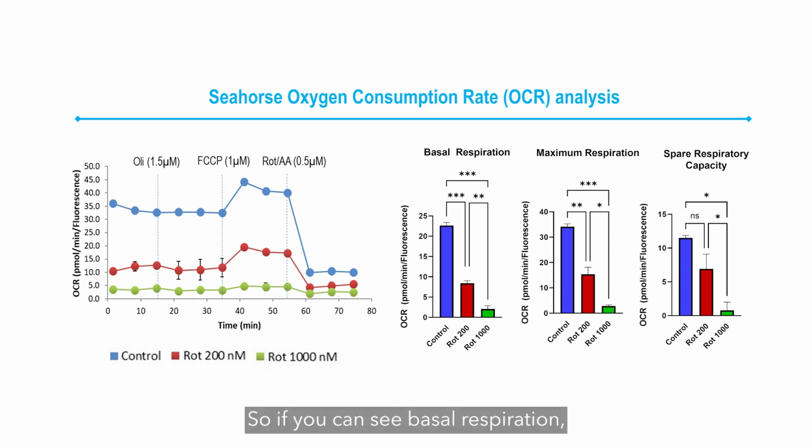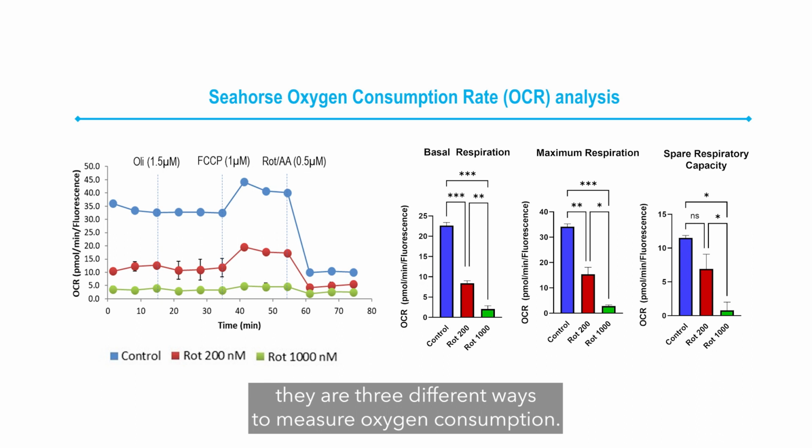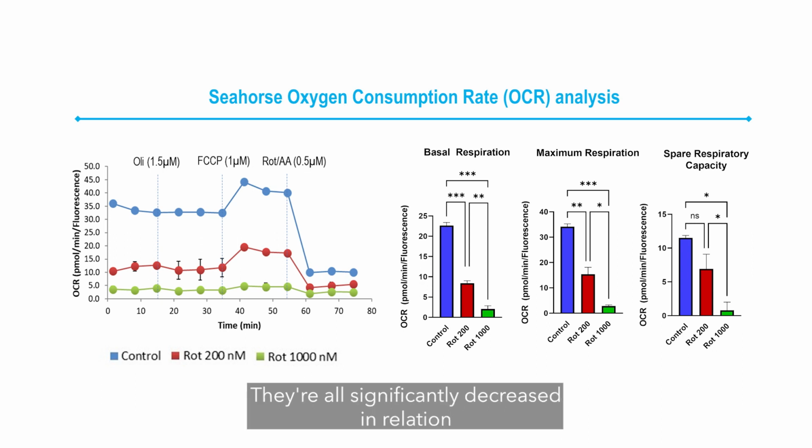You can see basal respiration, maximum respiration, and spare respiratory capacity, three different ways to measure oxygen consumption. They are all significantly decreased in relation to the control cell lines.